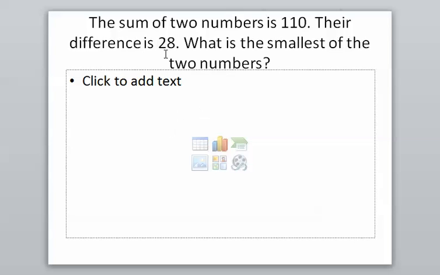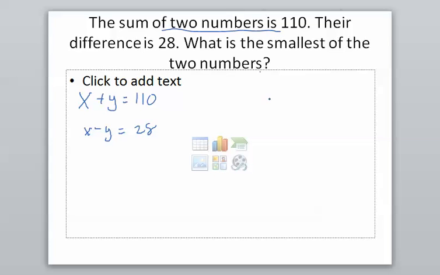It says the sum of two numbers is 110. This is the type of problem where they're not giving me the system of equations. I need to come up with them. They're saying the sum of two numbers is 110. So I'm going to say one number is x, the other is y. X plus y equals 110. That wasn't hard. Their difference is 28. X minus y equals 28. What is the smallest of the two numbers?